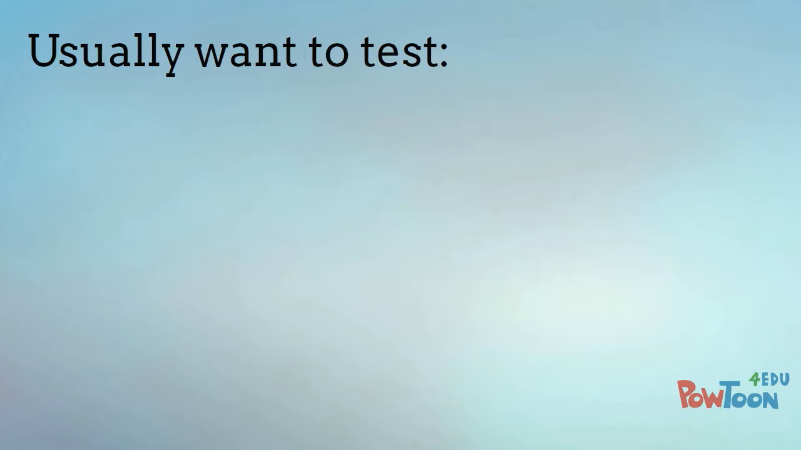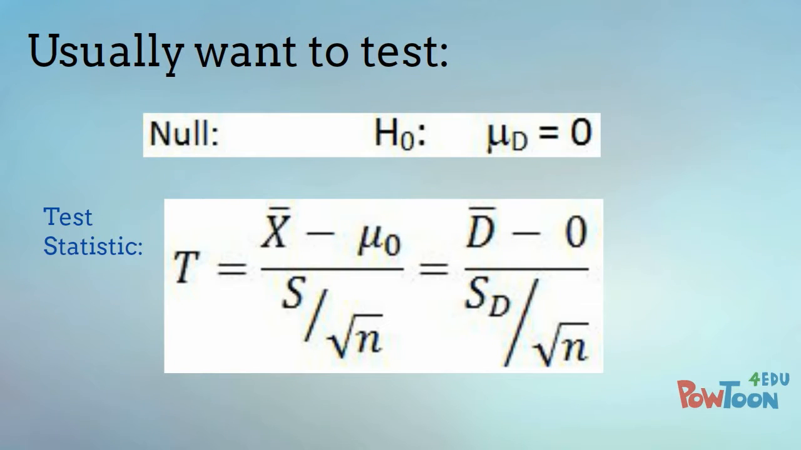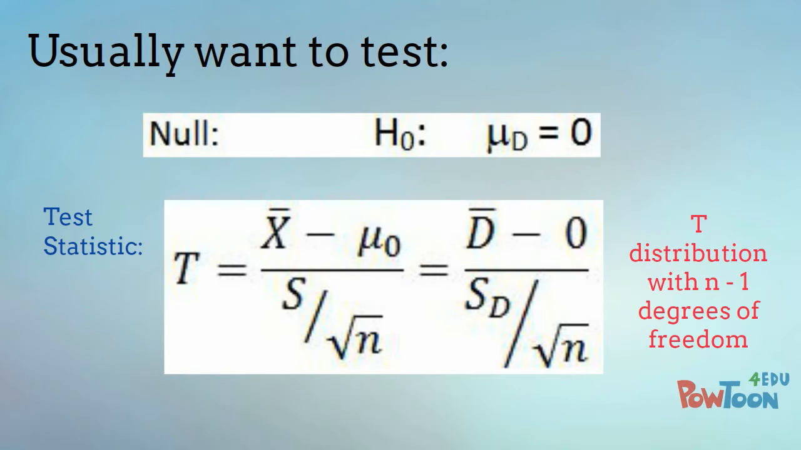Usually, but not always, we want to test the null hypothesis that the population mean difference, mu d, is equal to 0. In this case, our test statistic would be t equals x bar minus mu 0, here d bar minus 0, divided by s over the square root of n, here s sub d over the square root of n. This has a t-distribution with n-1 degrees of freedom.